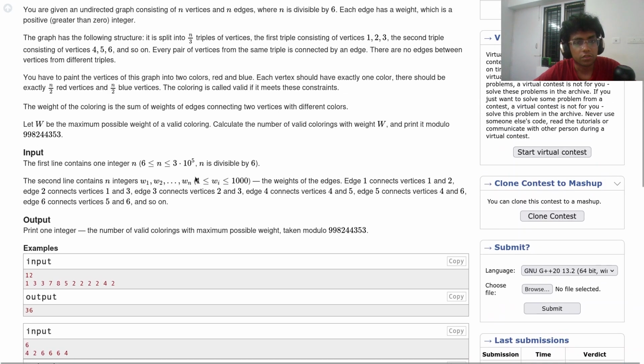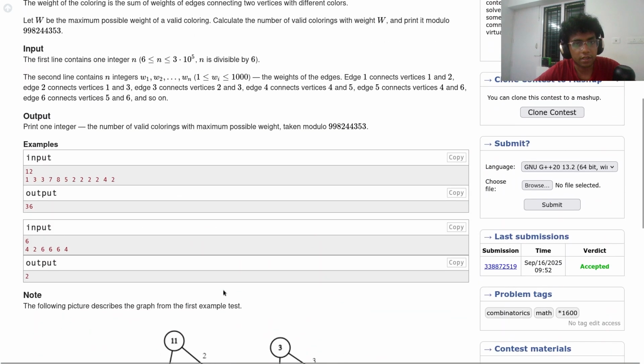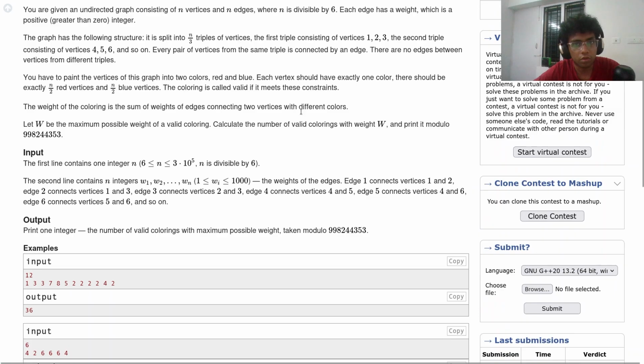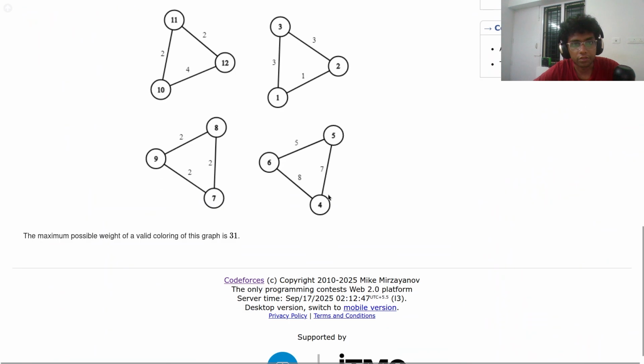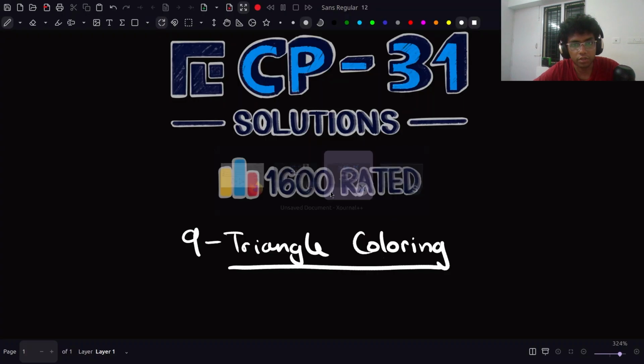So basically we just need to find how many ways we can color this into red and blue, with exactly n by 2 red and exactly n by 2 blue. And we should calculate the number of ways to achieve the weight W, which is the maximum possible weight of a valid coloring. Let's see how we can do this.